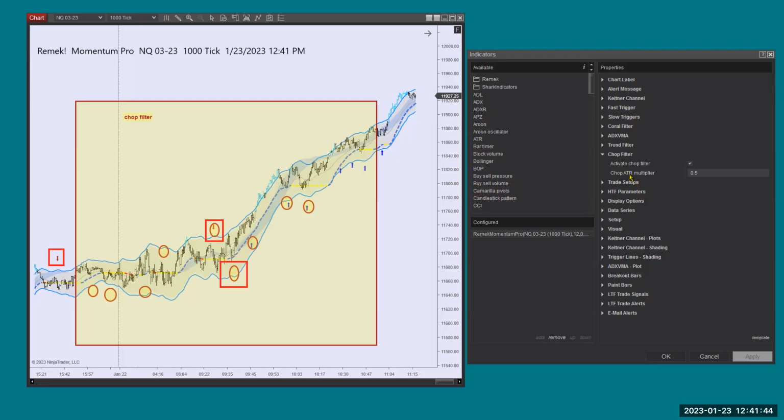You can see the chop filter measures the sensitivity in ATRs as well. 0.5 simply means half an ATR. If I reduce this to 0.3, more signals would remain, you see? So if I set it to, let's say, 0.8, then it would filter out more. Feel free to experiment. 0.5, half an ATR, is just a reasonable amount for me.